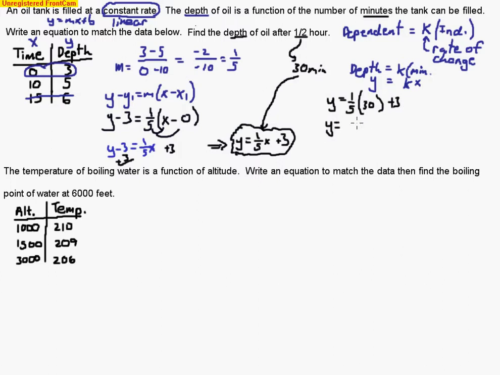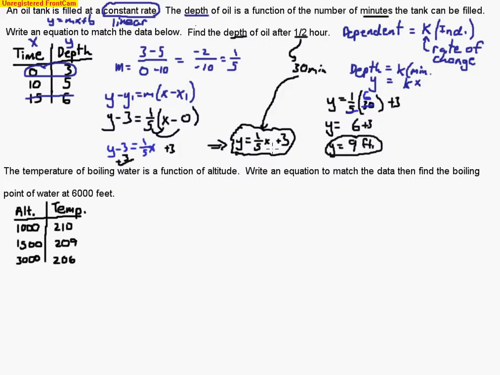1/5 of 30, you're just reducing that fraction. So you see how 5 goes into that 30 6 times. So 6 times 1 makes 6. So we've got 6 plus 3, and that would give us 9. So y equals 9 feet is how far down we would go after that 1/2 hour.